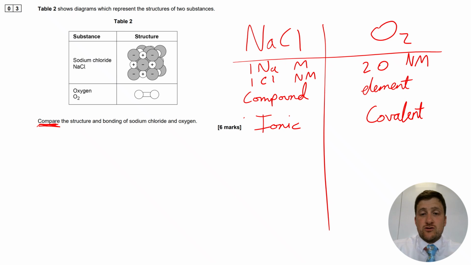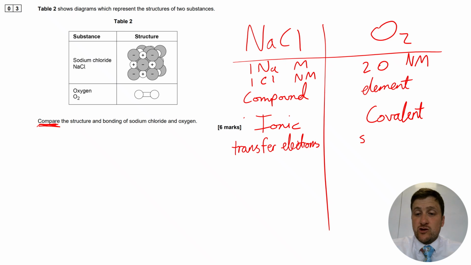We can then start talking, well, what does ionic mean? Ionic means we're transferring electrons. That's when electrons are moving from one to the other. It's not telling us how they move. It's not asking us to explain why they move. It's just that we're describing what's happening. So electrons are being moved, whereas in covalent bonding, electrons are shared.